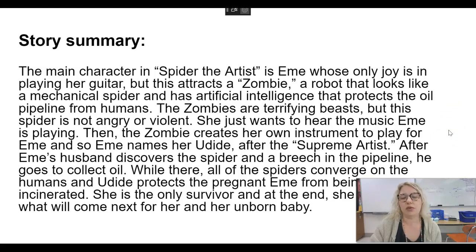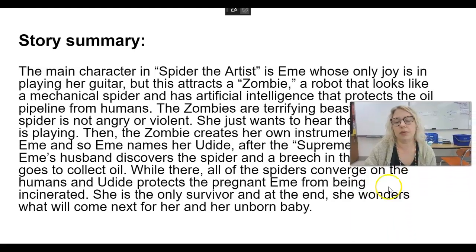Then the zombie creates her own instrument to play for Eme, and so Eme names her Udide, after the supreme artist. After Eme's husband discovers the spider and a breach in the pipeline, he goes to collect oil. While there, all of the spiders converge on the humans, and Udide protects the pregnant Eme from being incinerated. She's the only survivor, and at the end, she wonders what will come next for her and her unborn baby. Write your own short story summary for the story you read, please.